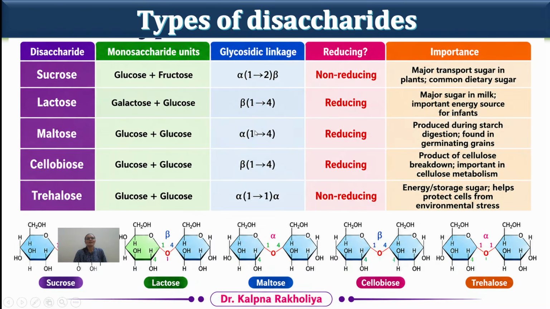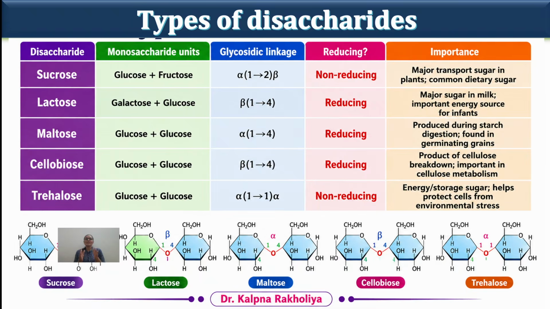Disaccharides are sucrose, lactose, maltose, cellobiose, and trehalose. Sucrose is made up of glucose plus fructose, lactose of glucose plus galactose, maltose of glucose plus glucose, and cellobiose and trehalose are also made up of glucose plus glucose. But their glycosidic linkage is different. Here you can see maltose is alpha 1,4, cellobiose is beta 1,4, and trehalose is alpha 1 to alpha 1.